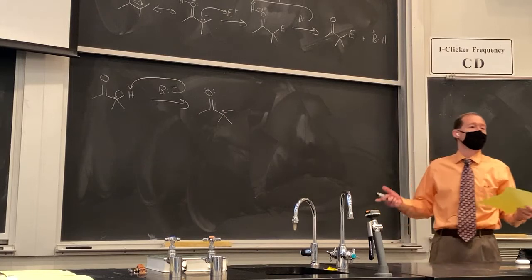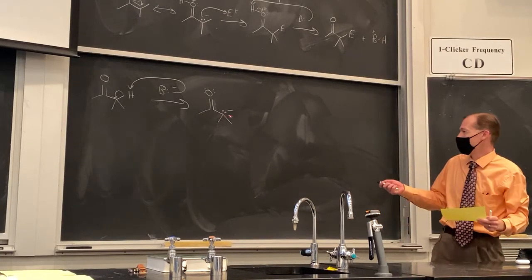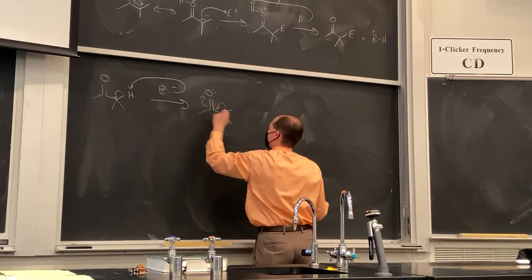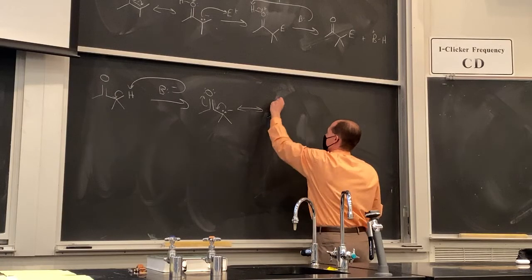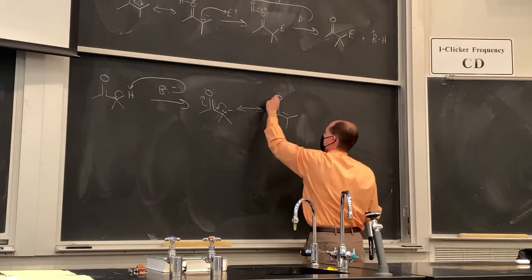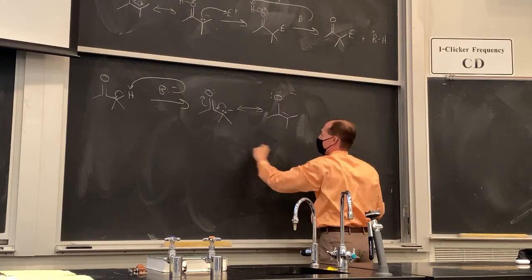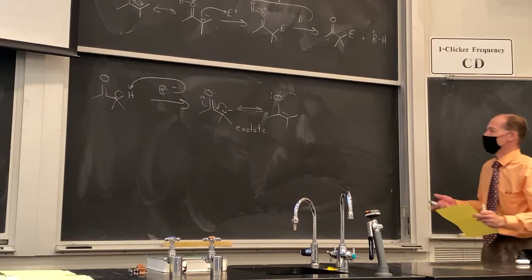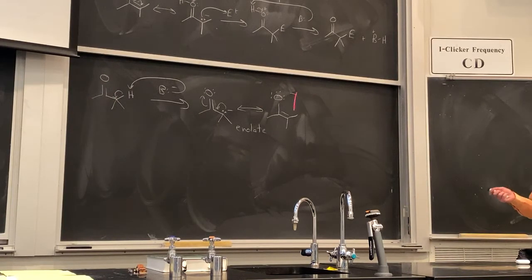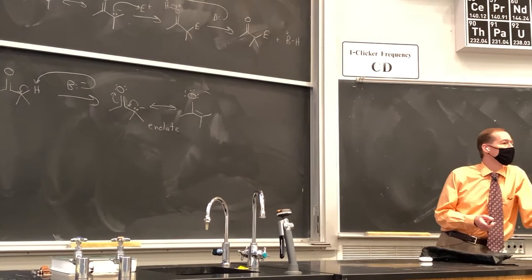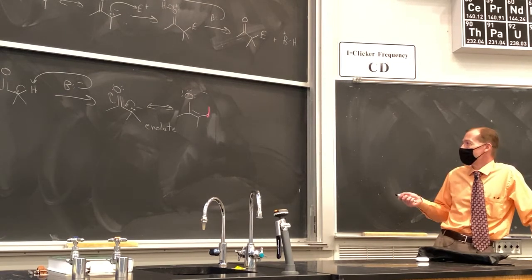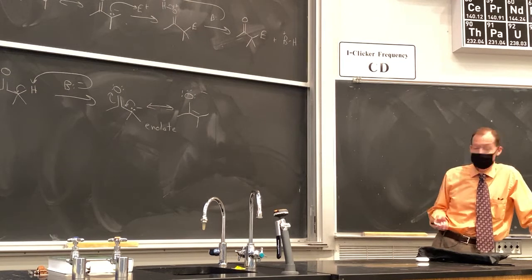And this is a resonance stabilized species because we have a lone pair adjacent to a pi bond. So we can draw a resonance structure. Okay. So this is our enolate, resonance stabilized. Which resonance structure is the major contributor, the one on the left or the one on the right? One on the right. Why? Negative charge on the more electronegative atom. Exactly. So this is our major contributor. This is our minor contributor.